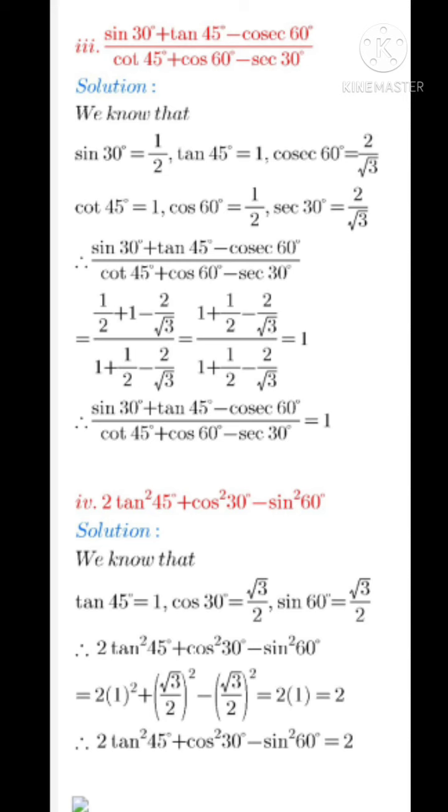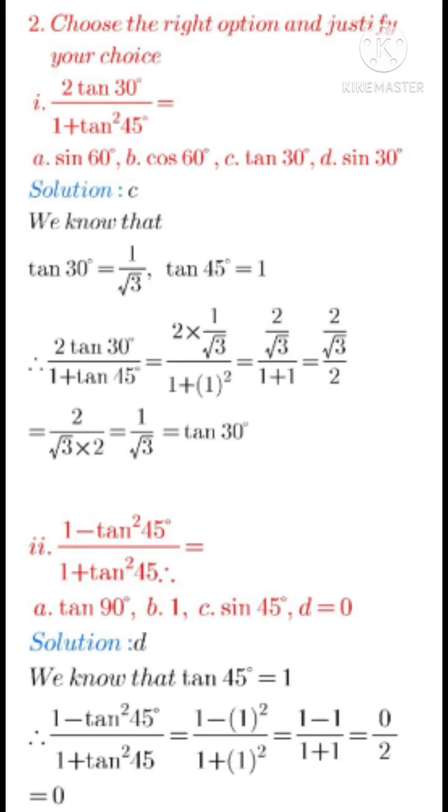Fourth question: 2 tan square 45 plus cos square 30 minus sin square 60. We know that tan 45 is equal to 1, cos 30 is equal to root 3 by 2 and sin 60 is equal to root 3 by 2. Then substitute in the given question: 2 tan square 45 plus cos square 30 minus sin square 60. So that is equal to 2 into tan square 45, which is 1 square, plus cos square 30, which is root 3 by 2 whole square, minus sin square 60, which is root 3 by 2 whole square. So root 3 by 2 whole square and root 3 by 2 whole square cancel, plus and minus. Therefore we get 2 into 1, that is equal to 2. So 2 tan square 45 plus cos square 30 minus sin square 60 is equal to 2. That is the answer.